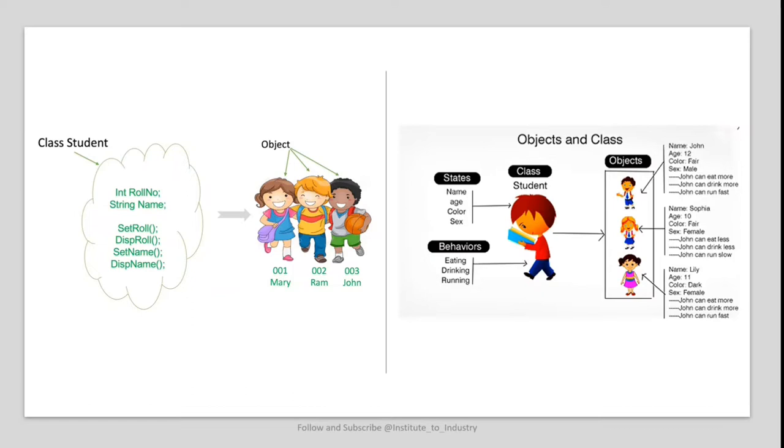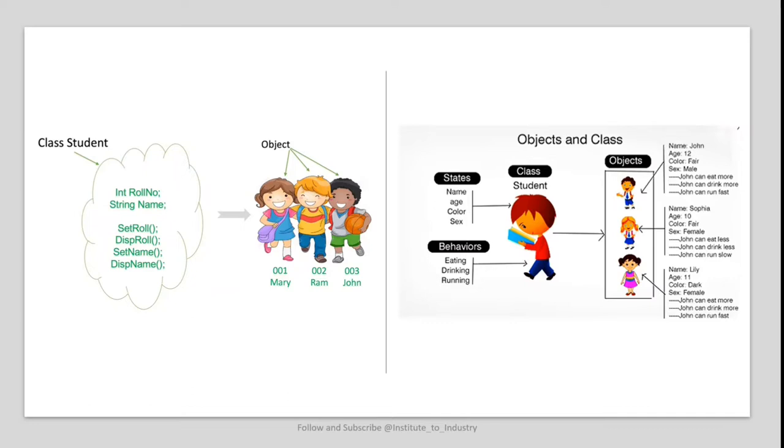Actually in the real world, that is Mary, Ram, John. When they become a student, they should have a roll number. They should have enrolled in some school. Then only they will become a student of the blueprint. Then that is called a class.